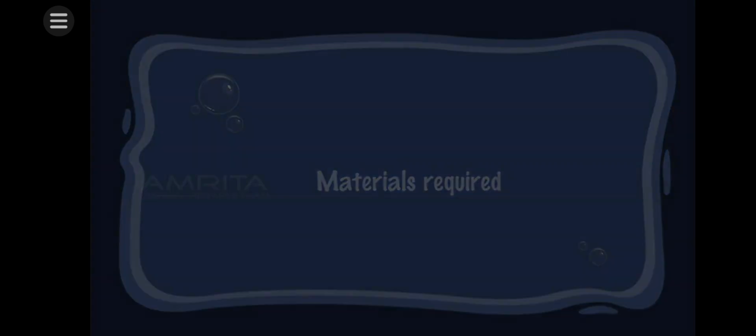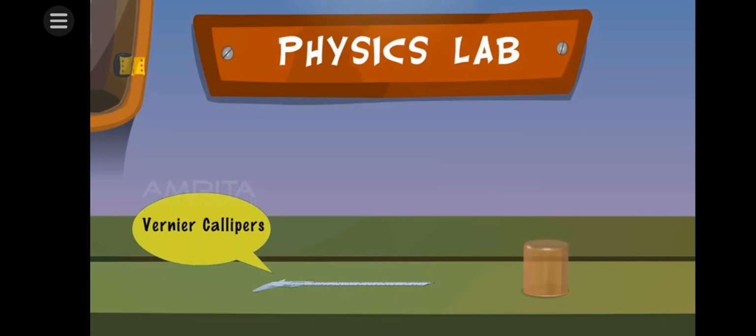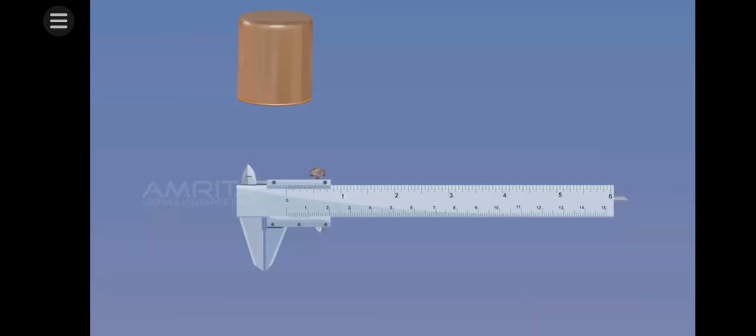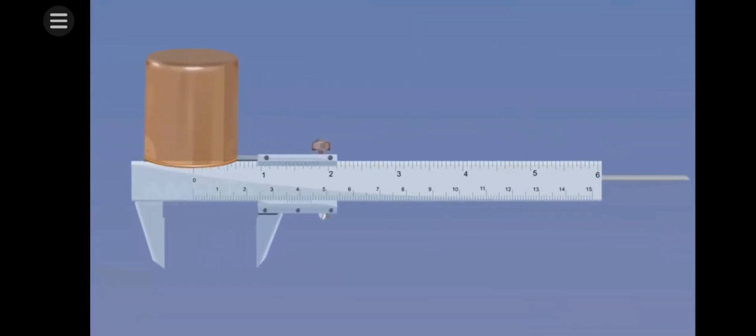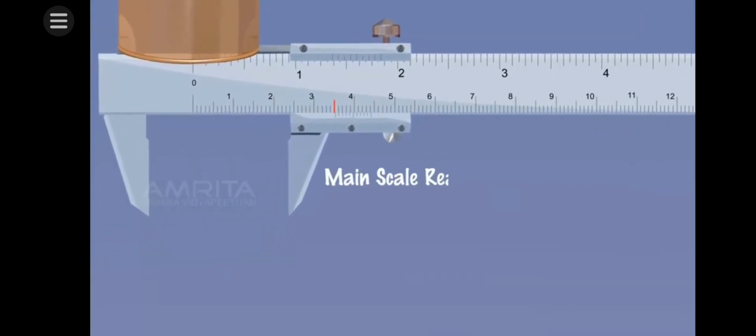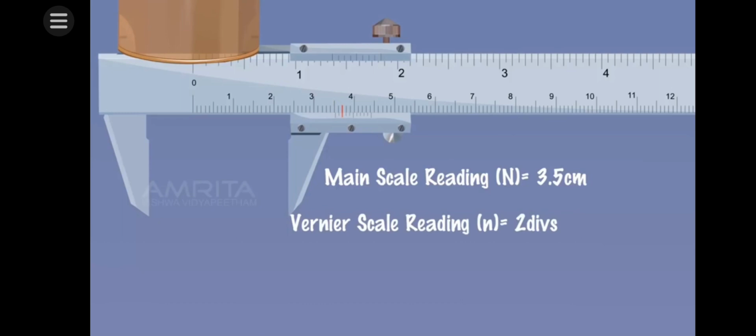Beaker. Materials required: vernier calipers and a beaker. Take the vernier calipers and the beaker. Place the beaker upside down over the internal measuring jaws and fix it tight. Note down the main scale reading and the vernier scale reading.